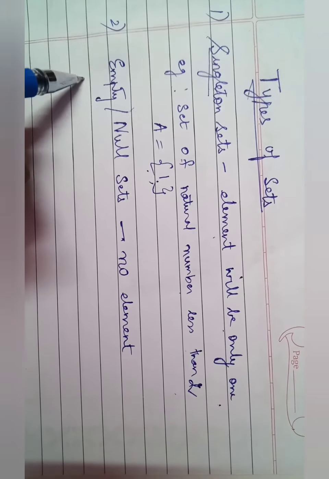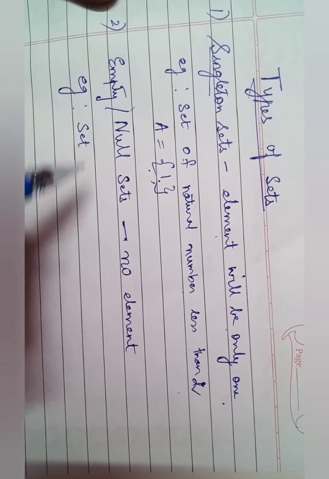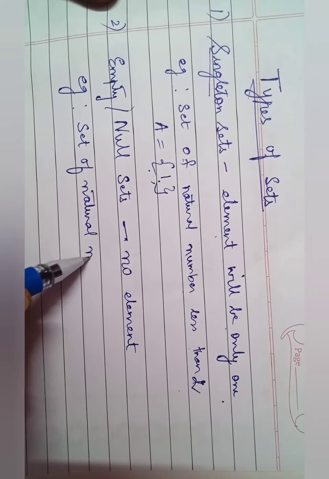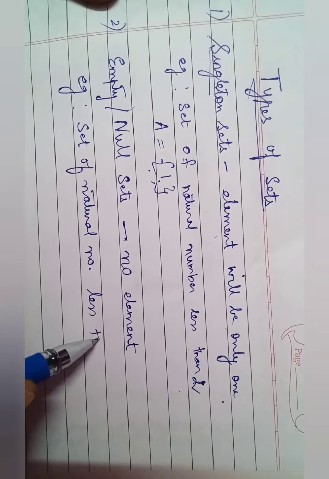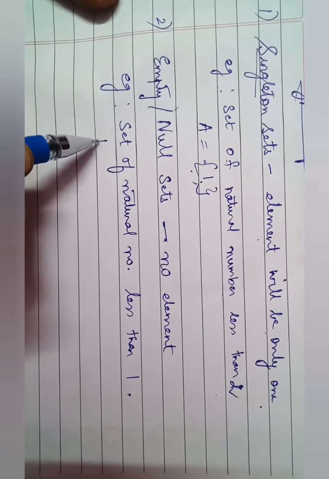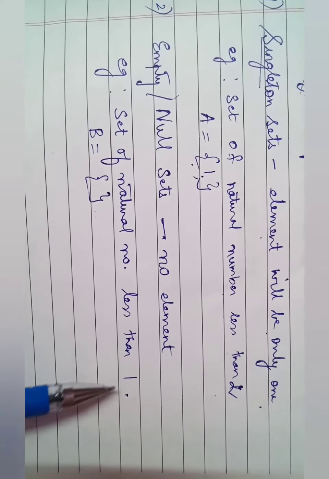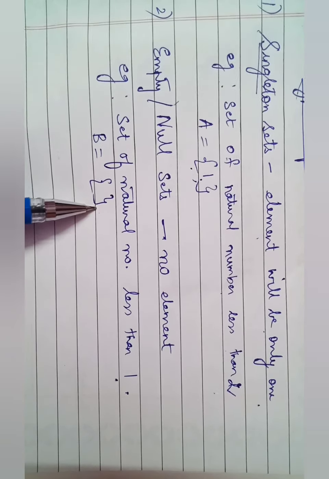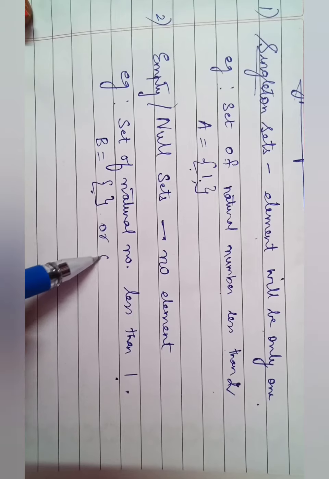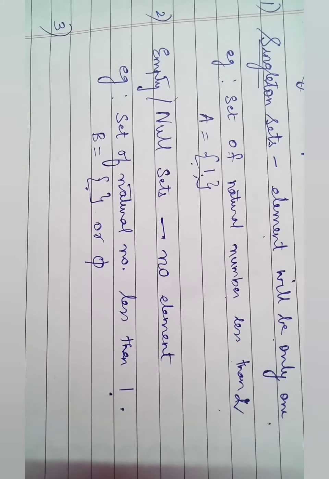See, no element. What the definition says is there will be no element in this set at all. Right? So what is the example I said? Set of natural numbers less than 1. We will give the set a name, B equals, and that is nothing, because natural numbers start from 1. So this set is an empty set. We can write it like this or like this also. Clear, everyone?